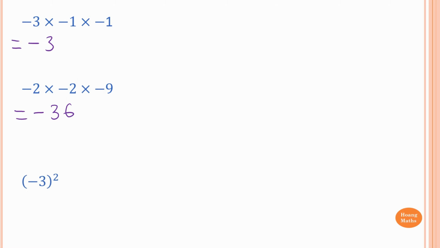Next one. Negative 3 squared, or negative 3 to the power of 2. So this means that this is equal to negative 3 times negative 3. And then 2 negatives multiplied together result in a positive number, right? So which is positive, now we just focus on 3 times 3. 3 times 3 is 9. So the answer is 9.